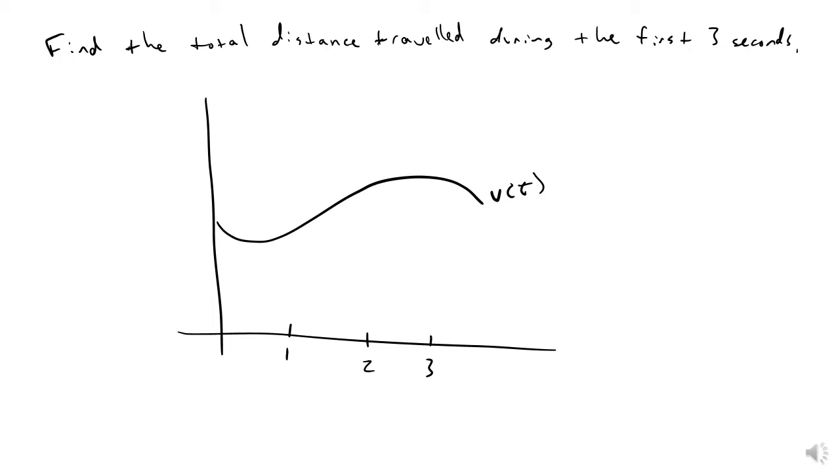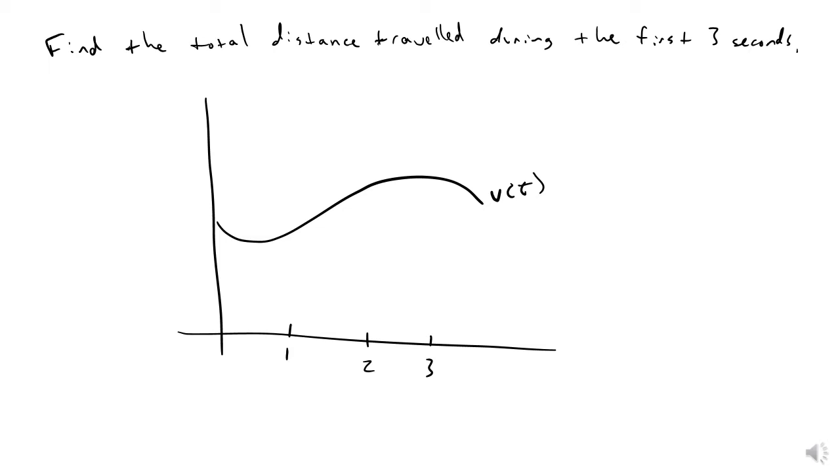So here let's do a similar question. We want to find the total distance traveled during the first 3 seconds, just like we did on the previous slide. But now our velocity is not constant. As we travel, we're slowing down and then speeding up and then slowing down again. Our velocity is changing as time goes by, which is probably a little bit more realistic.